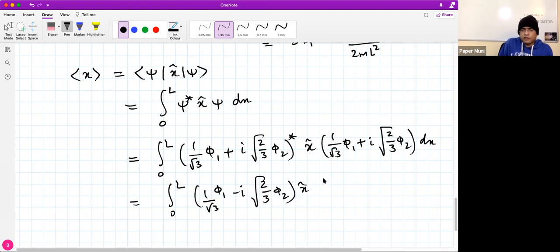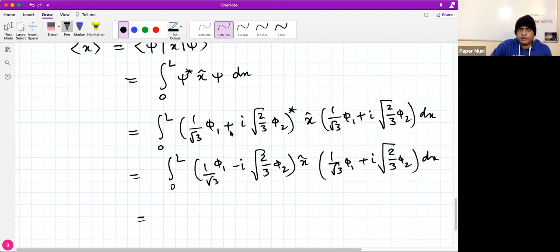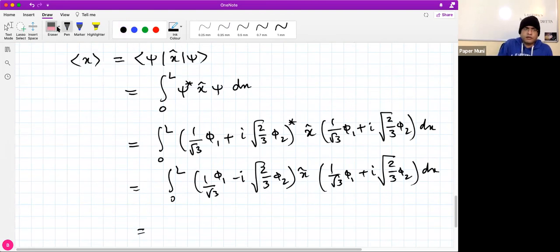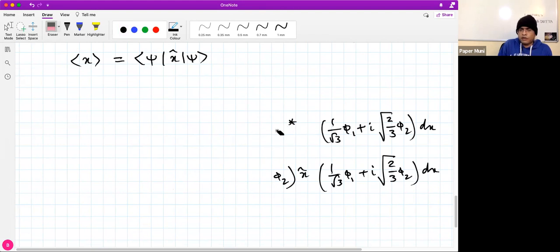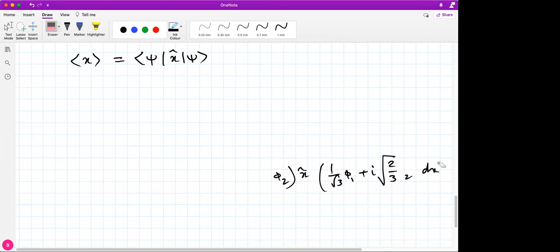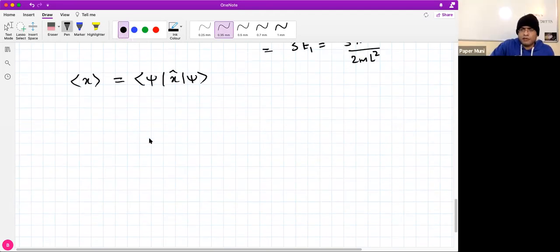Okay, and this will remain as it is, phi 1 plus iota root 2 by 3 phi 2. All right. So if you try to solve this, instead of doing this, because this integration notation makes it very difficult to visualize things. I wrote this to show you that it becomes complicated to follow. So what you can do is, instead of doing this, you just use the Dirac notation at first. So that makes things clear.